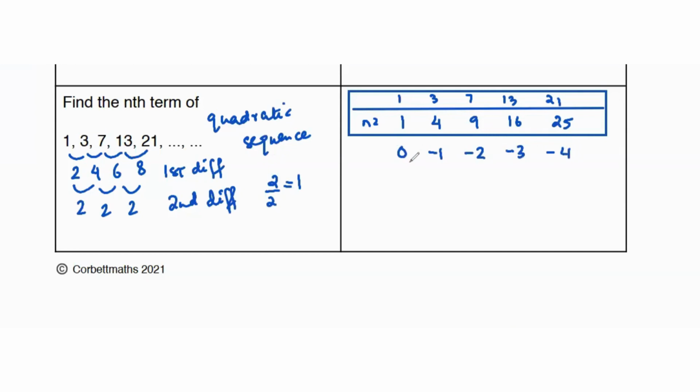So we find the difference between this sequence, it's going to be negative 1, negative 1, negative 1, negative 1, which means our nth term for this sequence is going to be negative n plus 1, because negative 1 plus 1 will be 0, negative 2 plus 1 would be negative 1, negative 3 plus 1 will be negative 2, and so on. For the original sequence, our nth term is going to be the sum of n squared and negative n plus 1, so that's n squared minus n plus 1. That is your nth term for this quadratic sequence.